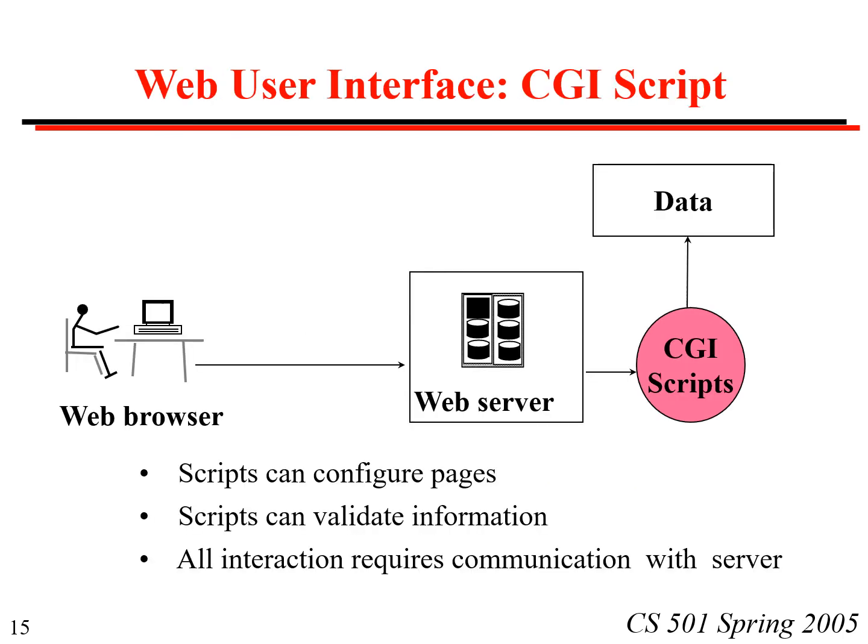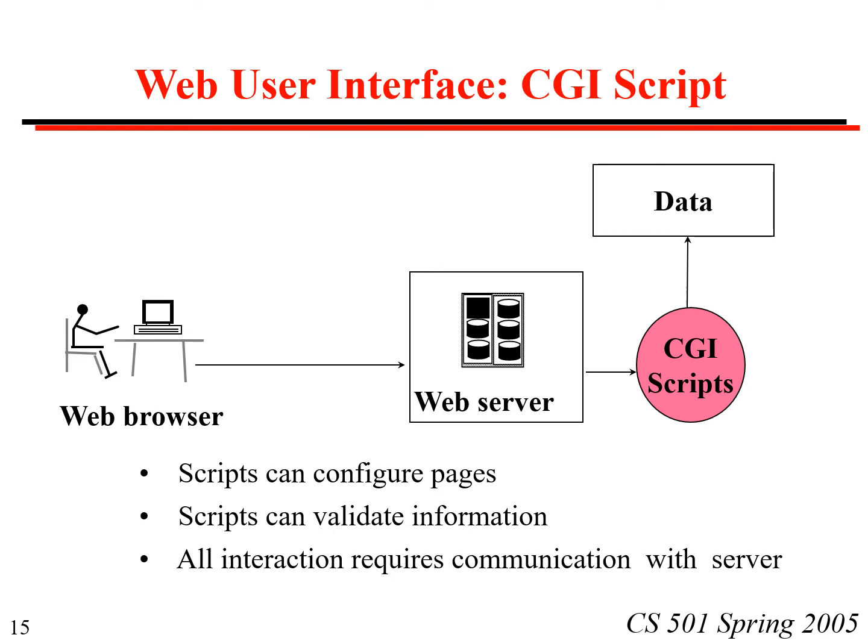Now coming to the web user interface, that is CGI script. It is the common gateway interface, one kind of middleware technology between client and server. When the web browser is going to retrieve data from the web server, the web server is going to search those requests or data in CGI scripts. Obviously, CGI scripts are going to extract the data from some kind of repository, that is data. Web scripts can configure pages, scripts can validate information, and all interaction requires communication with the server.